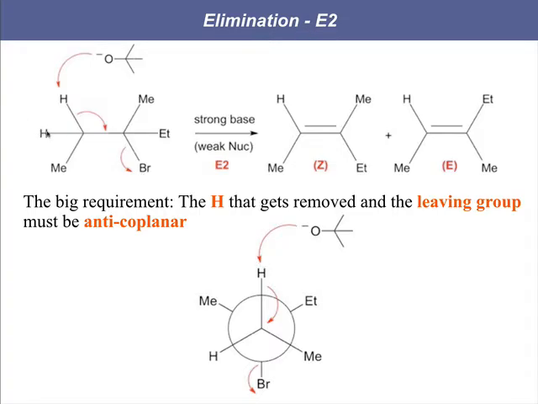This hydrogen is not anti-coplanar to that bromine. It's not pointing in the anti-opposite direction from that bromine. So specifically here, as drawn, it's this hydrogen that gets removed, not this hydrogen. So why does that happen? Why is that the requirement? What's causing this bromine to leave specifically as a result of this hydrogen getting removed?